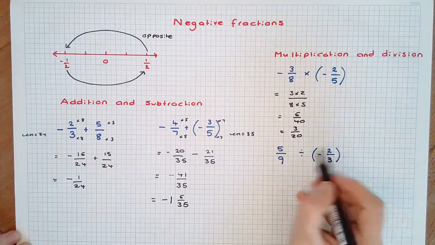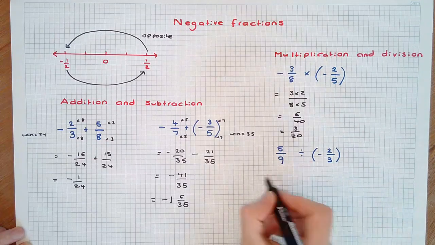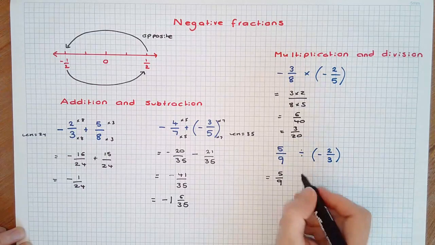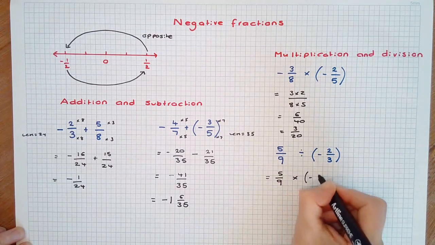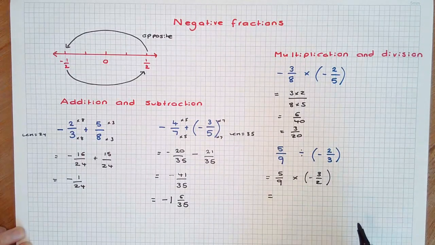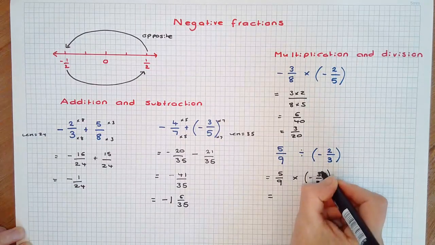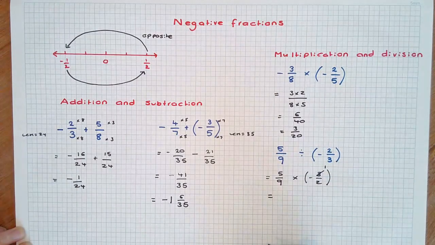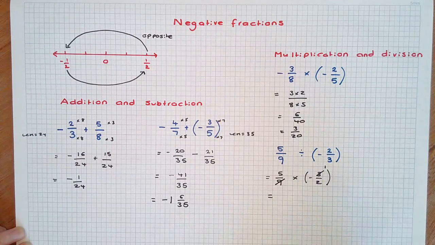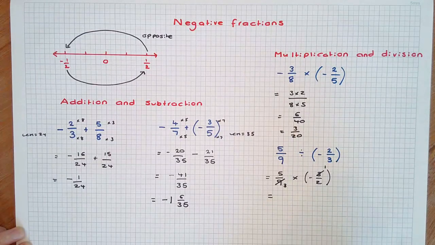Now we're dividing. The division of a fraction is the same as multiplying by the reciprocal. This means it's equivalent to 5/9 times negative 3 over 2. I can see a common factor in the numerator and denominator to cancel here. We have 3 goes into 3 once, and we have 3 as a factor in the denominator of 9. 3 goes into 9 3 times.